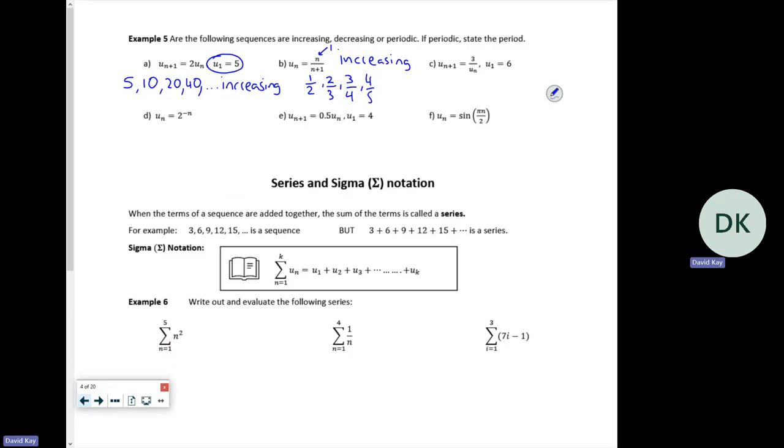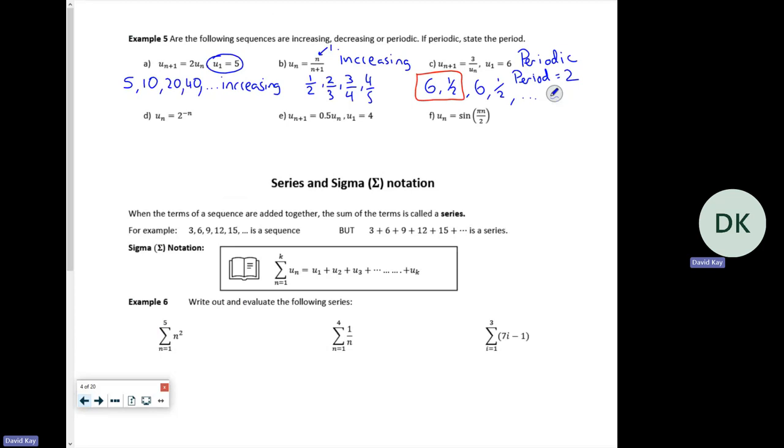Right, so let's try this one now for C. So if I put U1 in, so U1 is 6, and then I've got 3 over 6, it's a half. So then I've got 3 over a half, which is 6. So then I've got 3 over 6, which is a half. You can see how this is going, can't you? So this one is periodic. And if you look, it repeats itself every 2. So its period is 2. That's nice. All right, let's have a look at this next one then, D.